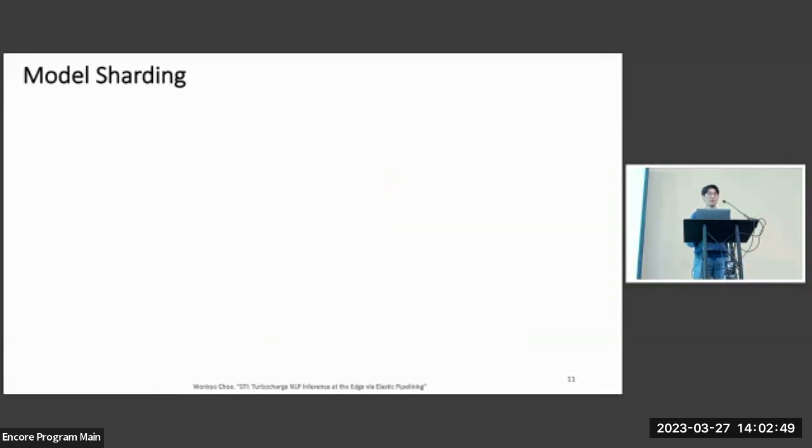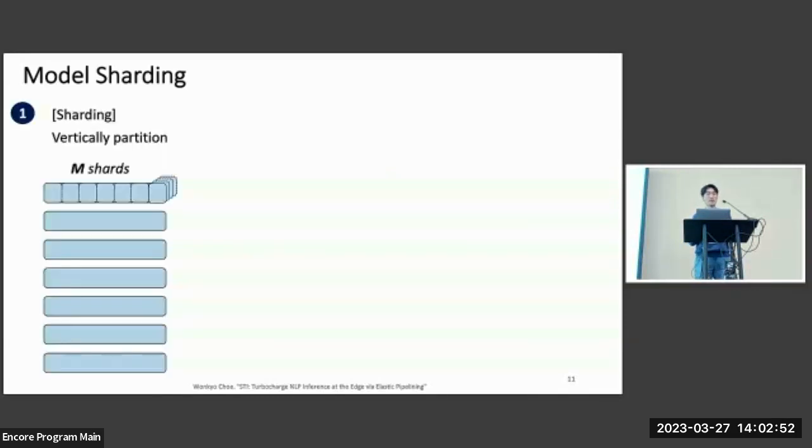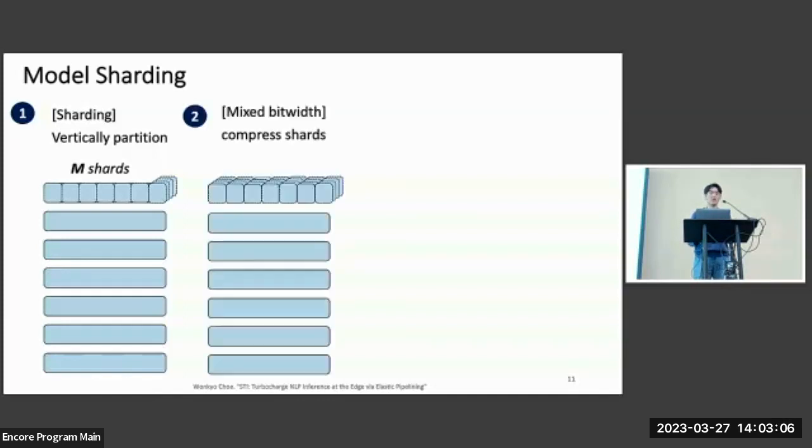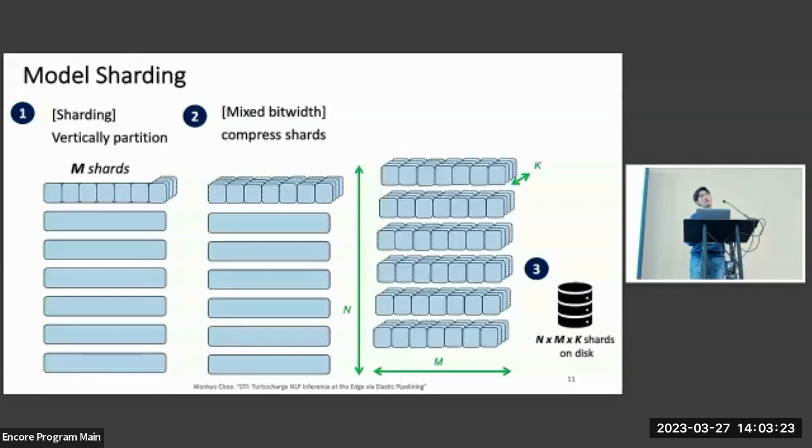So there are three steps for model sharding. First step for the model sharding is vertical partition. The system partitions the model into m vertical slices, or shards. Each vertical slice is independent and constitutes one attention head in a transformer layer. And second, we use quantization. The system quantizes each of the n by m shards into k-bit width versions. This allows our work to prioritize I/O resources at a much finer granularity. And then lastly, the system stores each shard, in total m by k shards, on the disk.